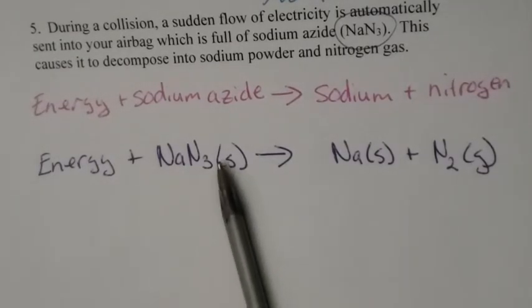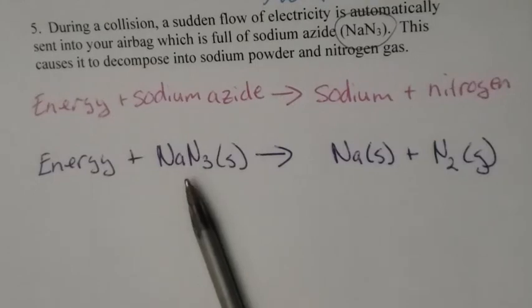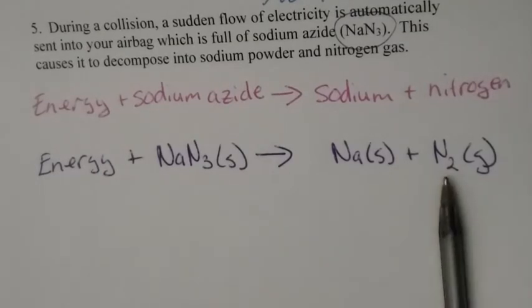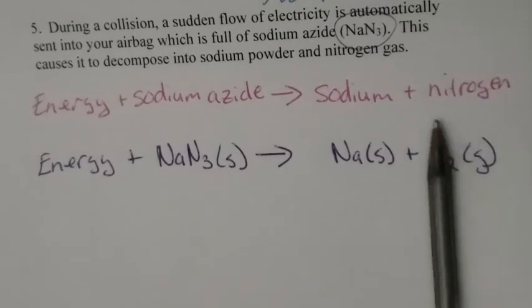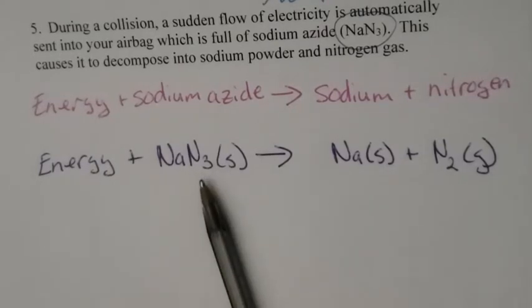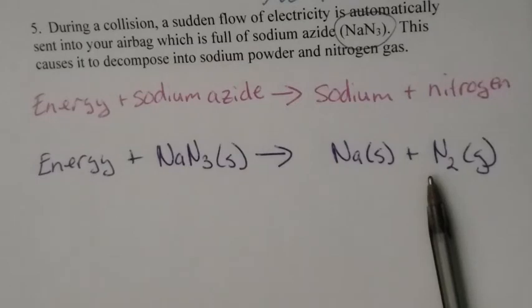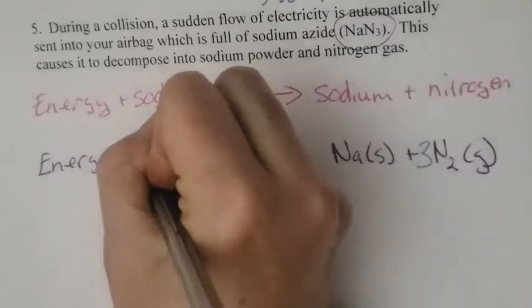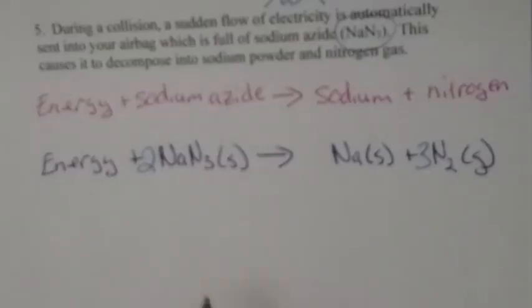Well, when I look here, there's a problem right off the bat. I have one sodium and one sodium. Then I have 3 nitrogens and 2 nitrogens. There's no whole number I can multiply this nitrogen by that's going to give me 3. You have to use whole numbers. So what I'm going to do is use kind of like the lowest common factor. I know if I multiply this by 2, I'll get 6. If I multiply this by 3, I'll also get 6. So I'm going to do exactly that. I'm going to put a 3 here and a 2 here.